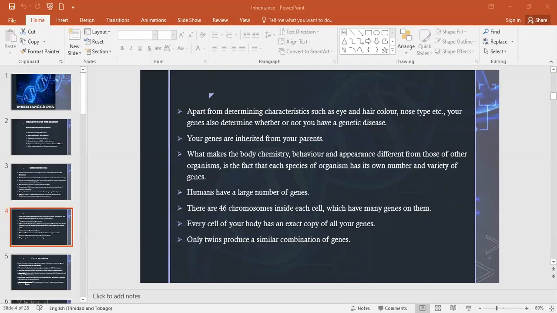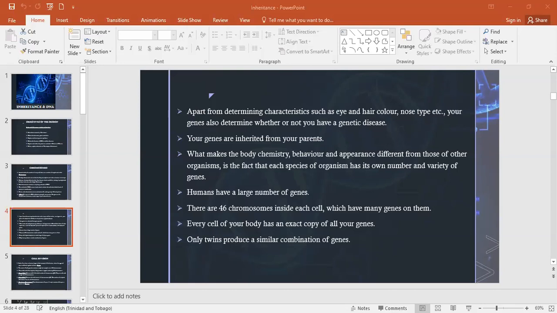Why do they have to be so different? Excellent. So when they combine, because remember, sperm has to meet egg. When sperm meets egg and combines, the 23 plus 23 will give you a total of 46. Very good.